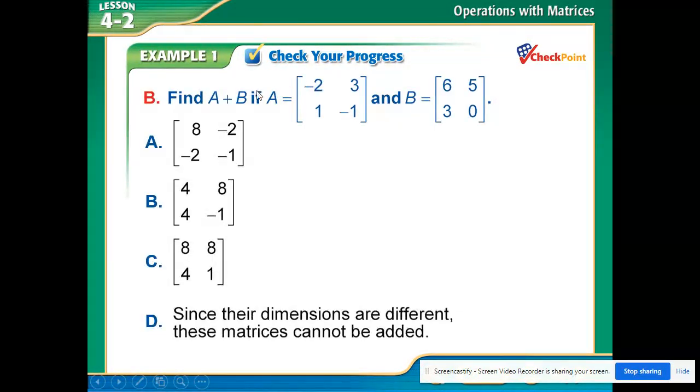What about this one? Well, these are both 2 by 2. We can add those. So let's start with the top row. Negative 2 with 6 is 4. And 3 with 5 is 8. So 4 and 8 should be the top row. 4 and 8. Well, it's got to be B. Don't even need to do the bottom row, but of course that does add up. 1 and 3 is 4. And negative 1 and 0 is negative 1.